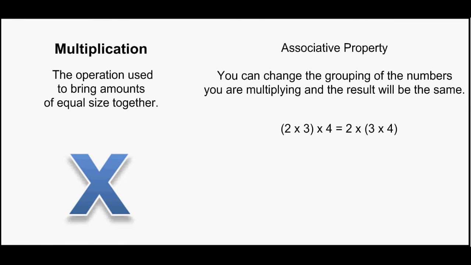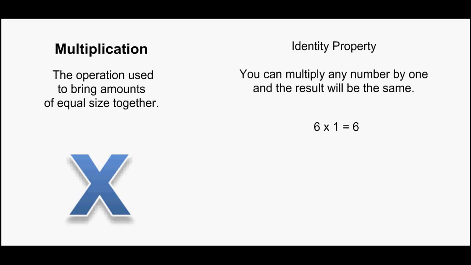The next property is the associative property. You can change the grouping of the numbers you are multiplying, and the result will be the same. For example, here I have grouped 2 times 3, which is 6, and 6 times 4 is 24. On the other side, I have grouped the 3 and 4. 3 times 4 is 12, and 2 times 12 is also 24.